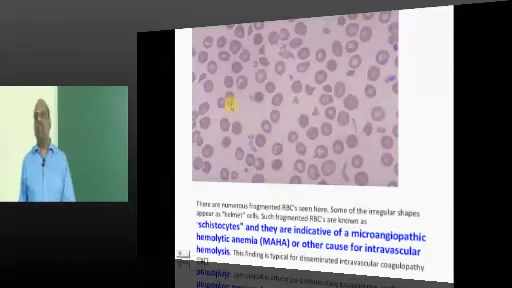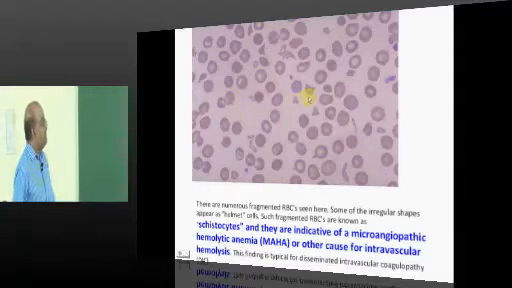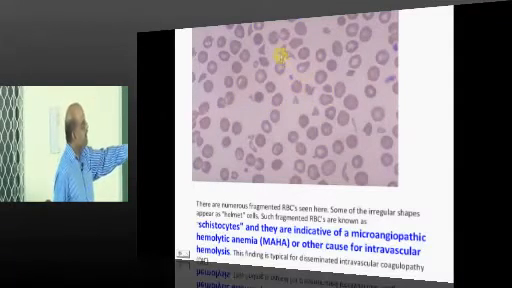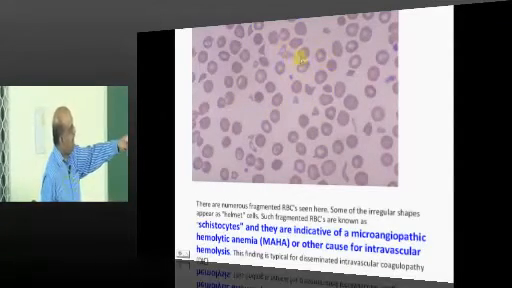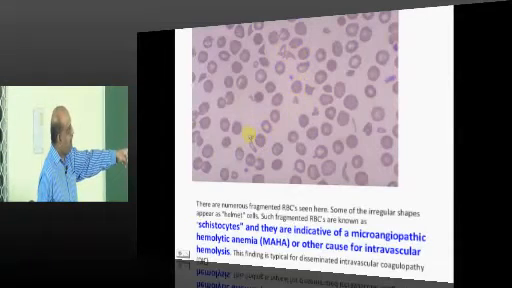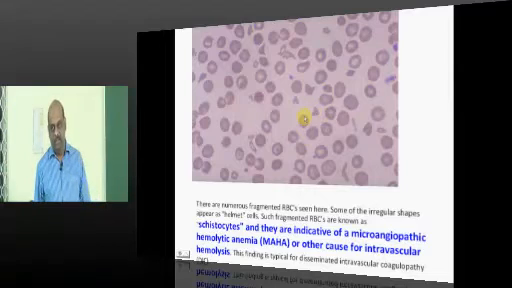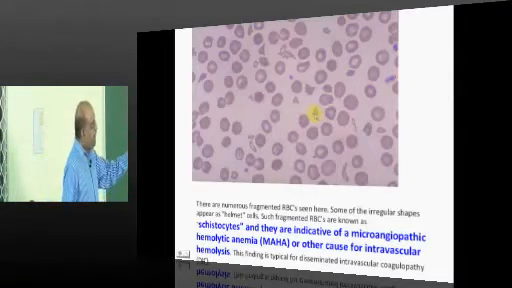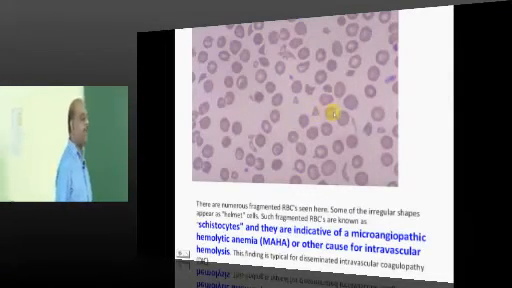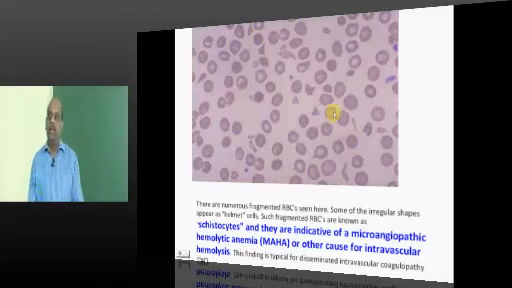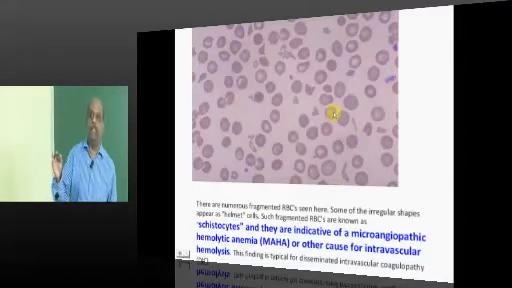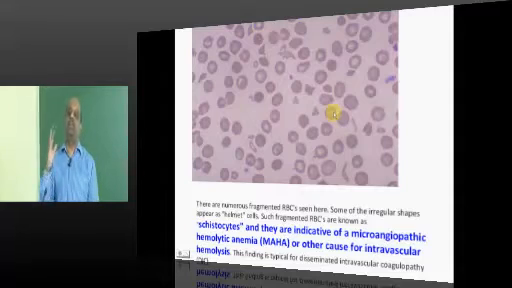Now let us see how schistocytes basically look. Are you able to see here, doctor? This is the normal RBC, this is a broken RBC, this is another broken schistocyte. So whenever you discover this kind of schistocyte, immediately what is your conclusion? It is a case of microangiopathic hemolysis, is what you will conclude.